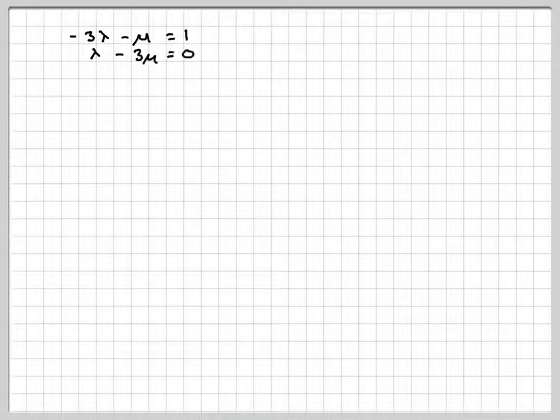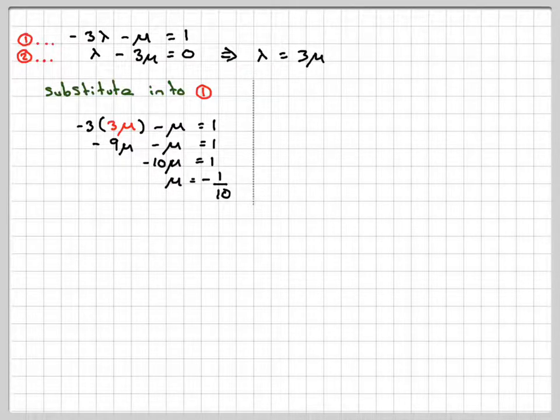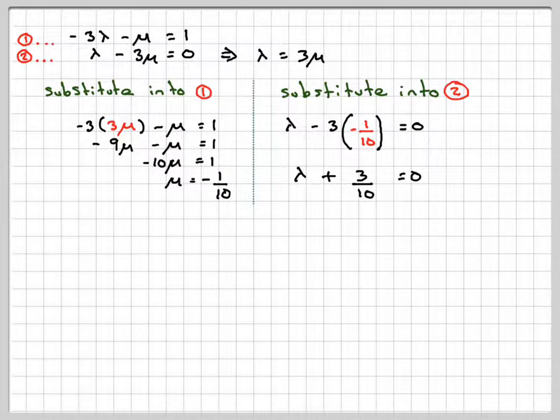Right, so we need to solve these two simultaneously. Well, from this one here, we can say that lambda is 3 mu. We're going to number them now 1 and 2. Substitute that into 1. We're going to have minus 3 times lambda, which is minus 3 times 3 mu, minus mu is equal to 1. That's going to be minus 9 mu minus mu is equal to 1. Minus 10 mu is equal to 1. Mu is minus 1/10. I'm going to substitute that back into equation 2. So we're going to have lambda minus 3 times minus 1/10 is equal to 0. So lambda plus 3/10 is equal to 0. Lambda will be equal to minus 3/10.